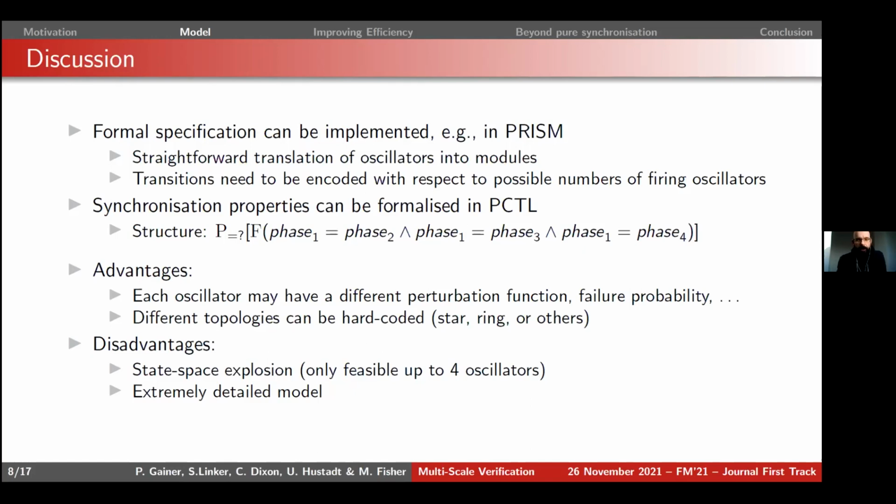Furthermore, you can actually model different topologies because you always encode the oscillators that may be perceived within each transition. That means you can, for example, encode star topologies, ring topologies, fully connected topologies, whatever you like.